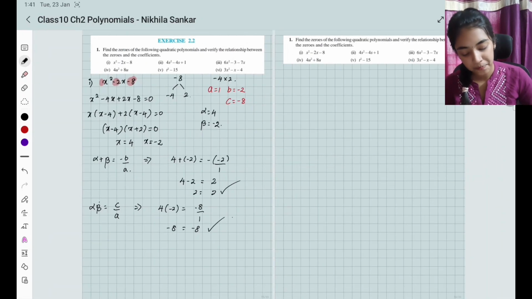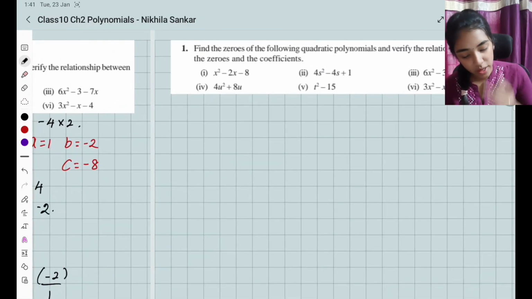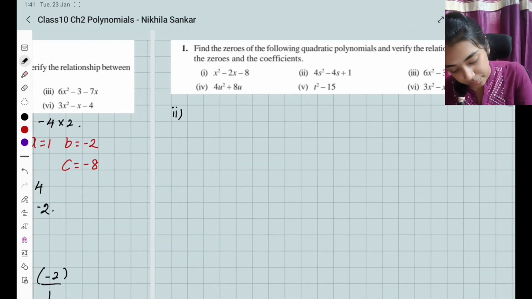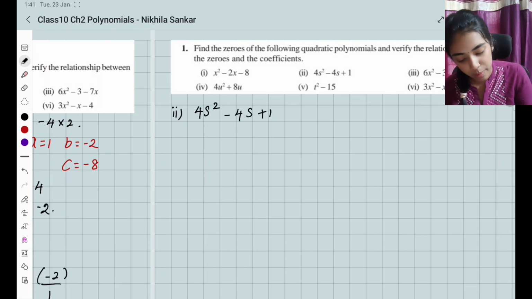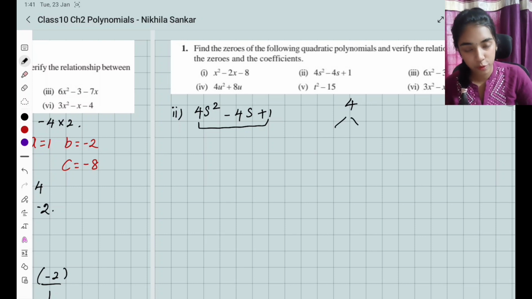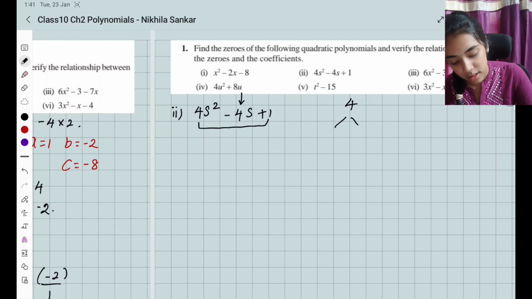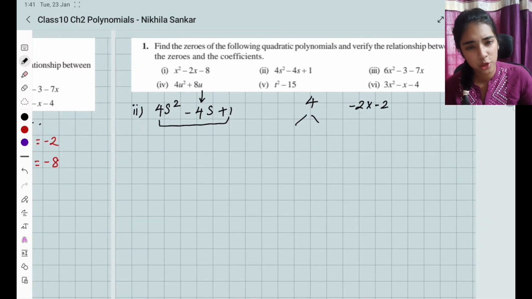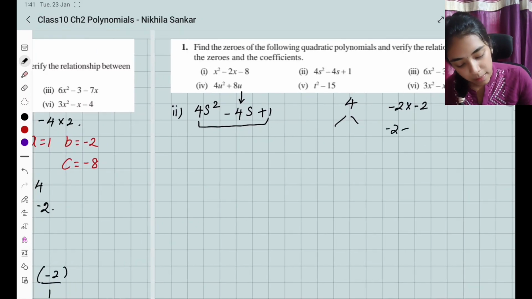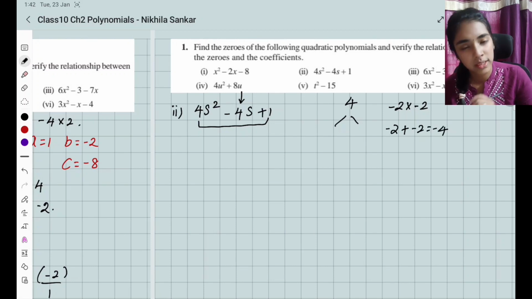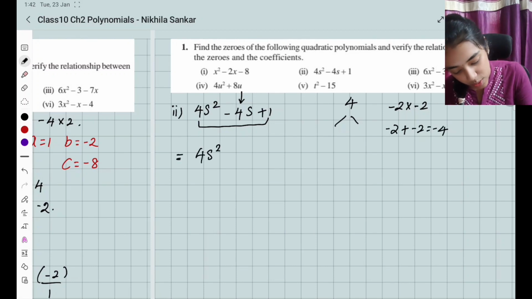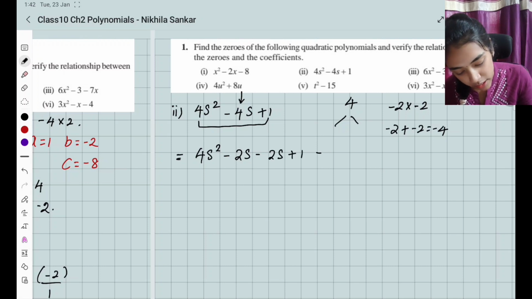Okay, please copy. Now second subsection, you have 4s square minus 4s plus 1. The product of zeros has to be 4 into 1. So product of zeros is going to be 4 into 1. And in this, you need the sum to be minus 4. So you can do minus 2 into minus 2. Minus 2 into minus 2 is going to be plus 4. Minus 2 plus minus 2 is going to be minus 4. So I can write this as 4s square minus 2s minus 2s plus 1 equals 0.